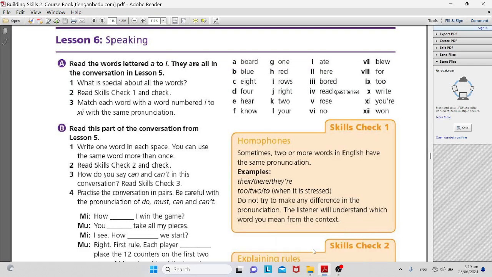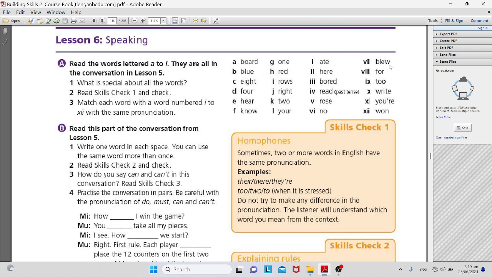Unit 9, Lesson 6, Speaking. Exercise A. Read the words, letter A to L. They are all in the conversation in Lesson 5. A to L, or A to the end here.